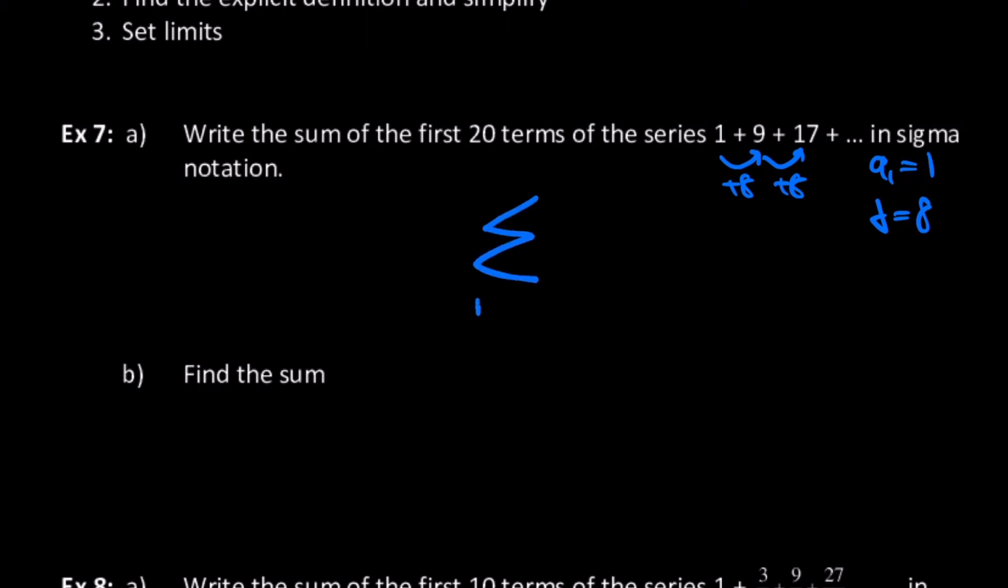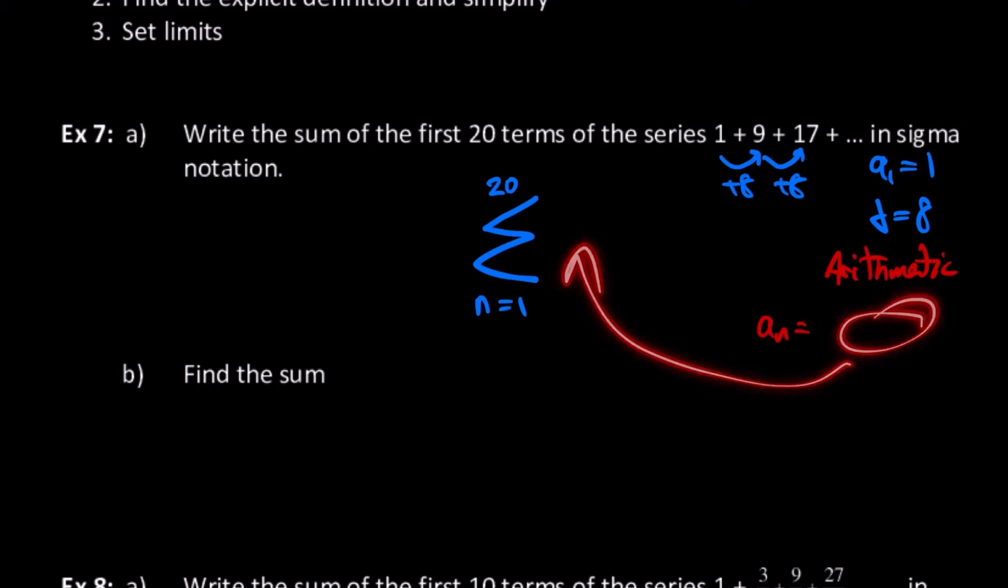I like to use n's. You can use i. Some people use k's. So I'm just going to say n equals 1. I need 20 terms, so that's going to be 20 there. So the question is, what is my rule? How do you get the rule? Well, here's how you get the rule. You recognize that this is arithmetic. And basically, you just need to come up with your a sub n rule for arithmetic, and that's going to go here.